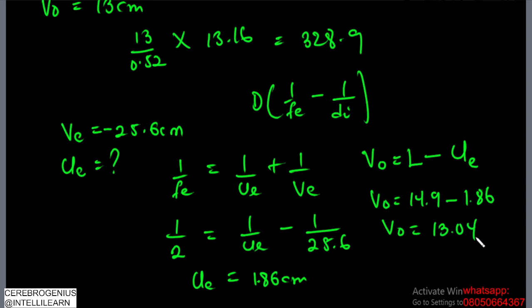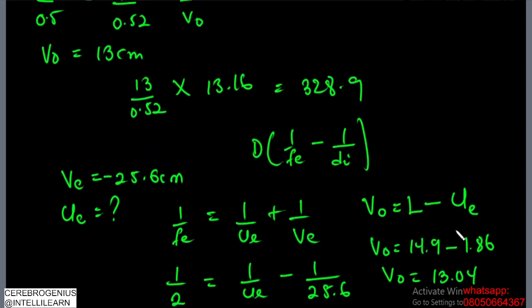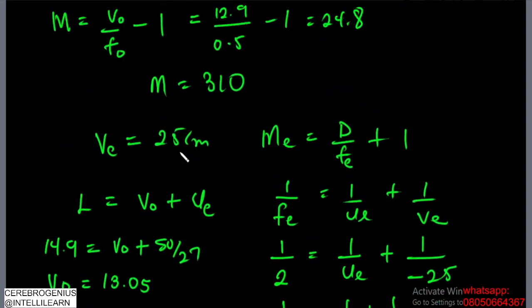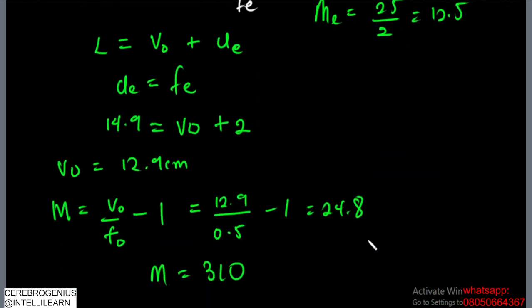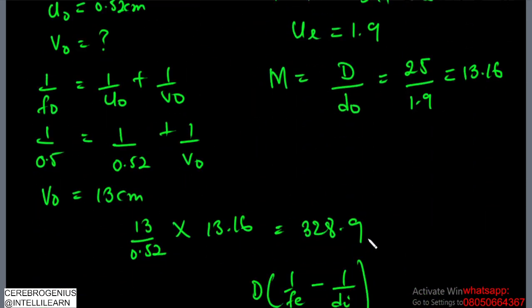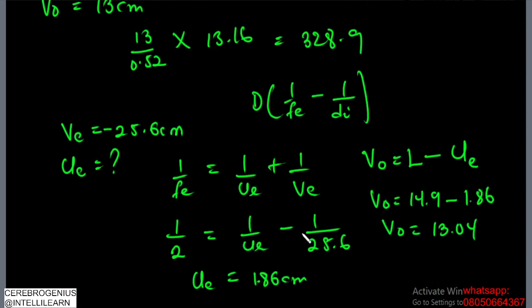So for the object to be at 13.04, if you compare this, the objective has a focal length of 0.5, right? Double that, you have 2. So that means the object distance is greater than 2f. So the image must have been between f and 2f prime. So don't forget all those ray diagrams that we have been doing. So this makes a lot of sense.